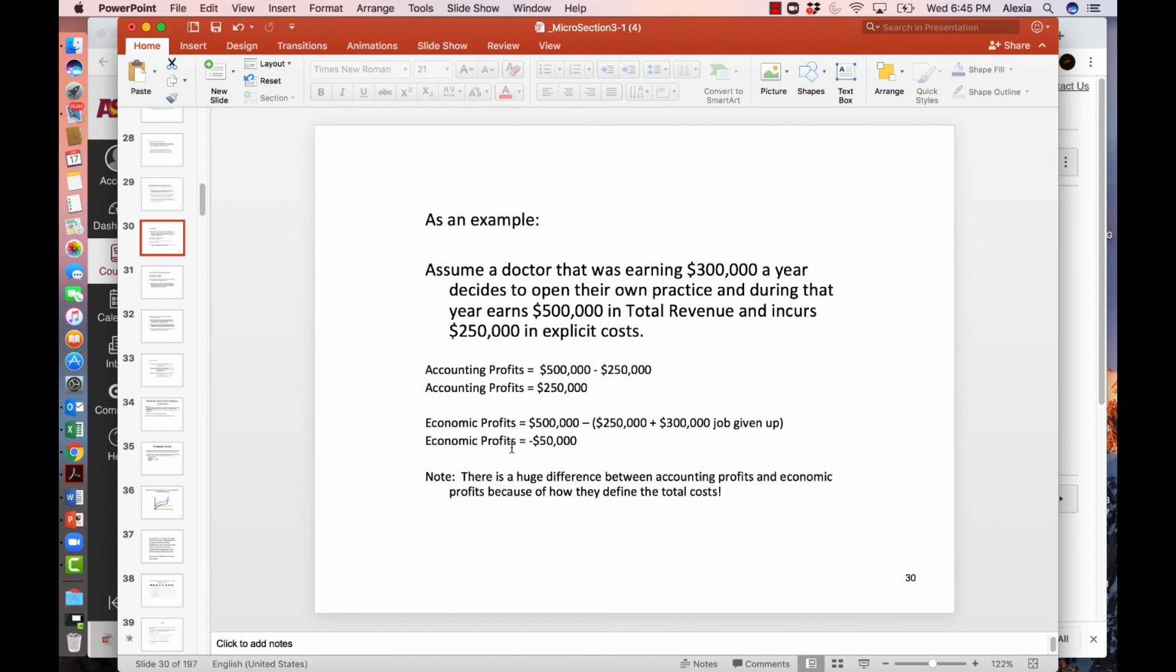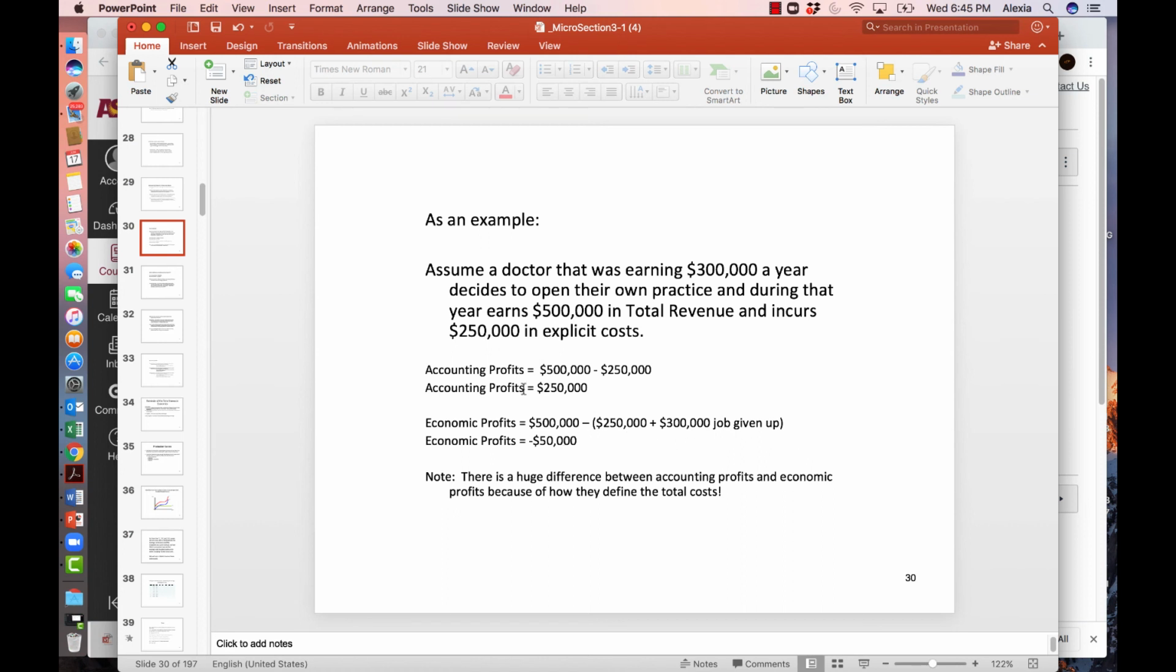Sounds pretty nice to me. An economist would say, hey, you know what? We need to also include what you gave up. So notice what happens here. The economists will do it still as revenue minus costs, but it's how they've defined costs. An economist not only includes the costs of all these things that you had to pay to have your practice, but they also include what you gave up, which was your $300,000 job. So according to the economist, this doctor has actually made a loss.